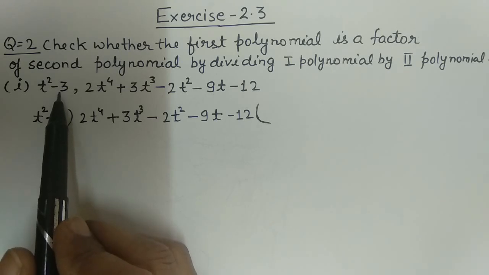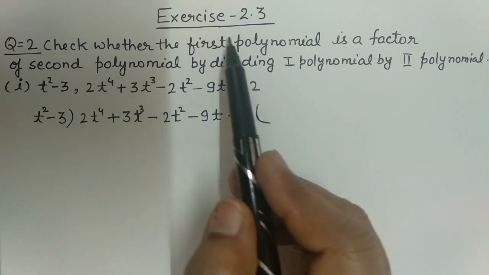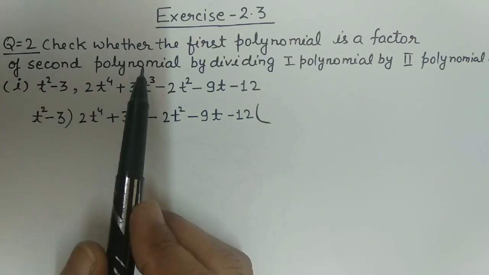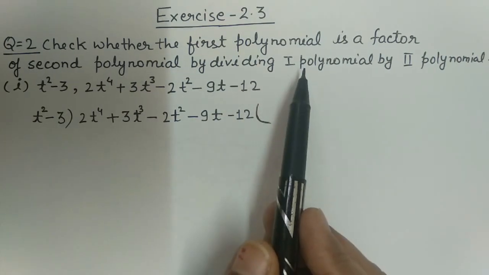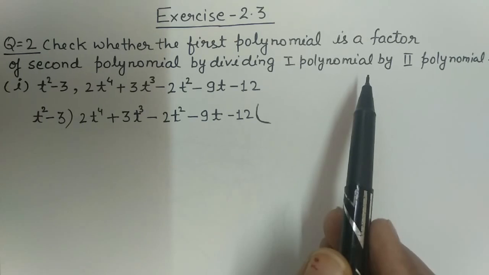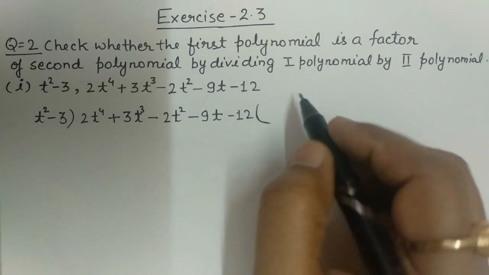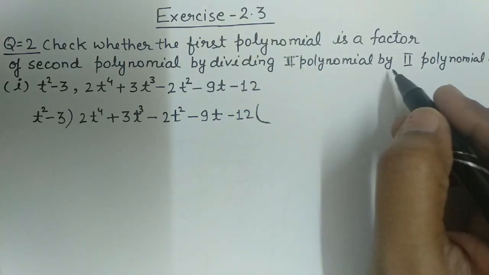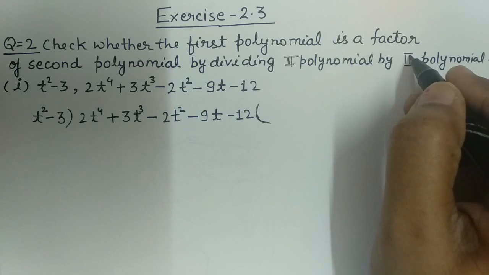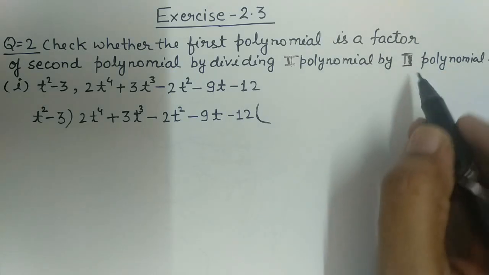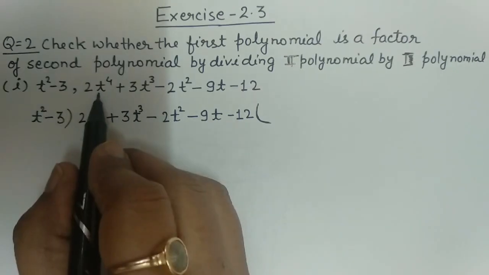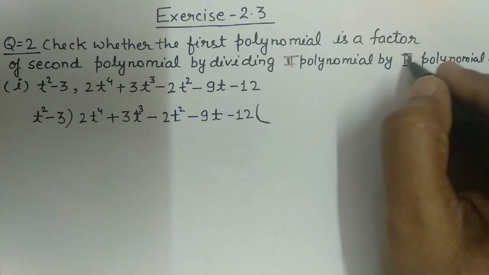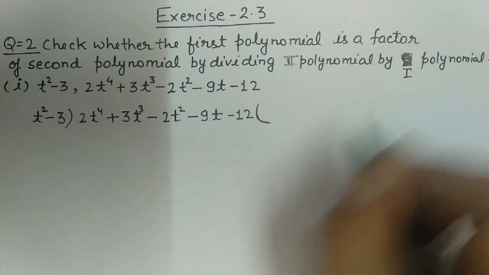So we have to check here whether first polynomial is a factor of second polynomial by dividing first polynomial by second polynomial. Sorry, I have made a mistake here: by dividing second polynomial by first polynomial. So we have to divide this second polynomial by first polynomial. Okay. Sorry for this mistake. In a hurry, I have written this as first actually.